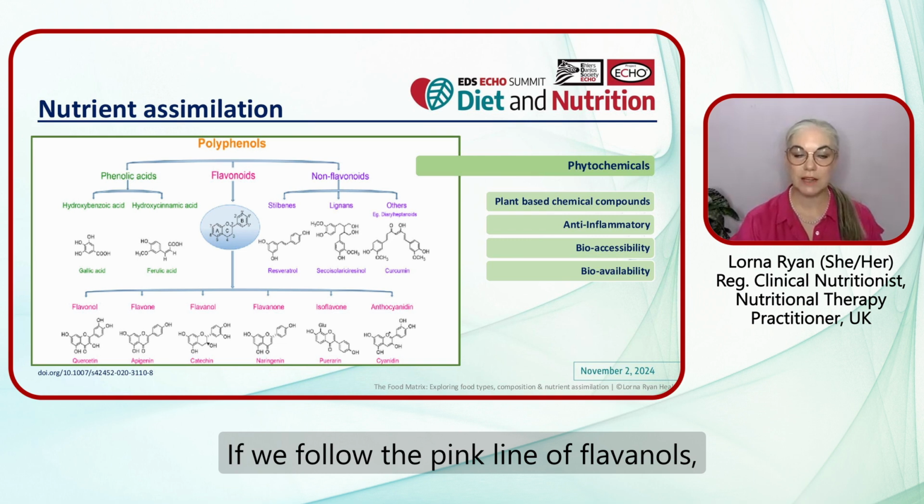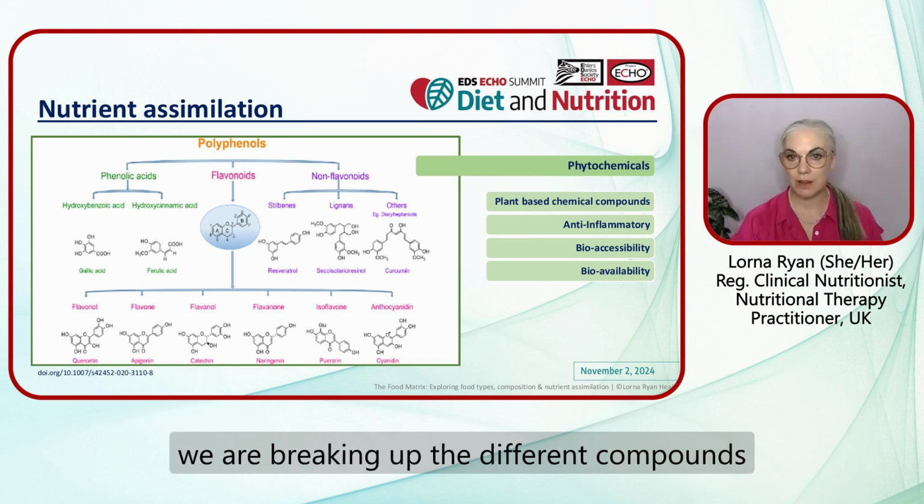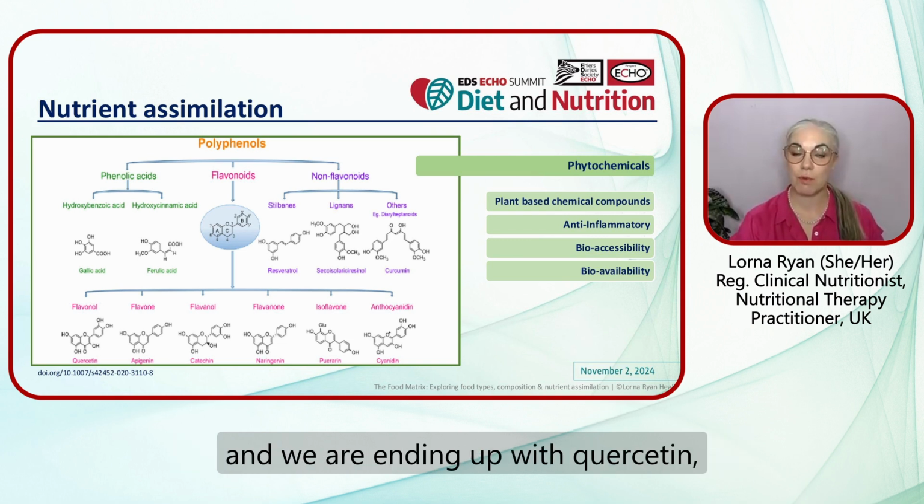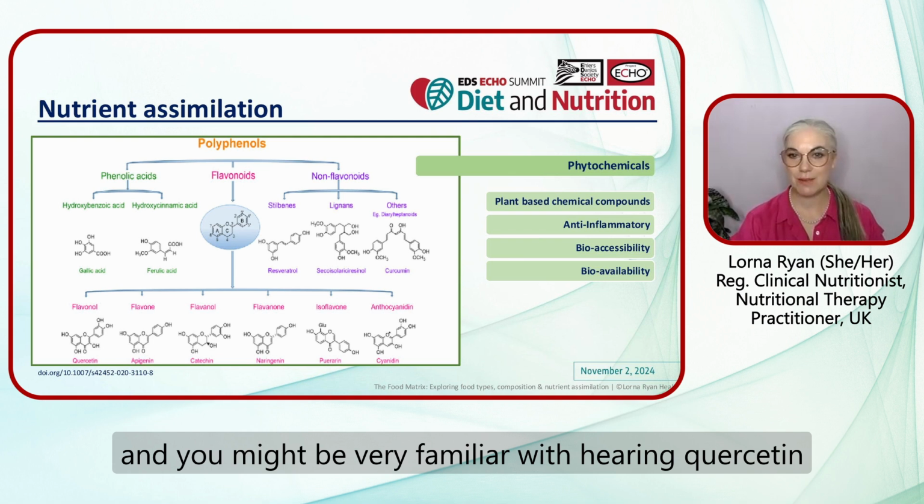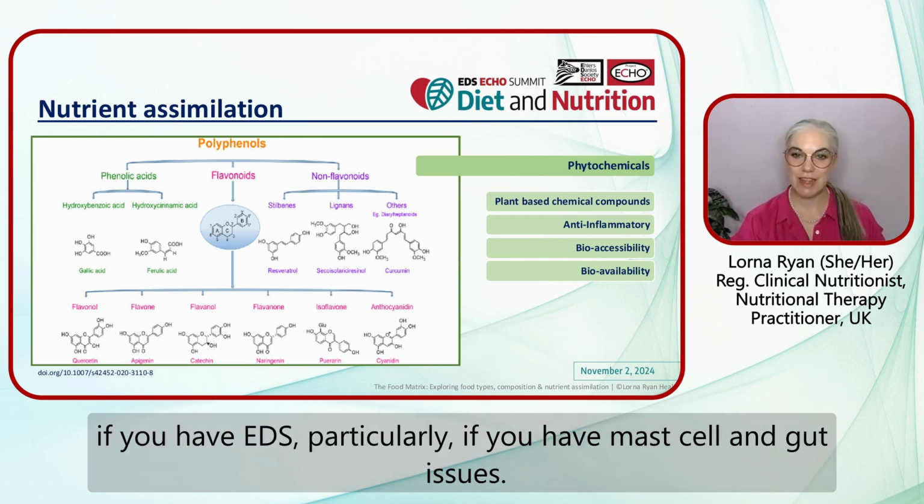If we follow the pink line of flavonols, we're breaking up the different compounds and we're ending up with quercetin. And you might be very familiar with hearing quercetin if you have EDS, particularly if you have mast cell and gut issues.